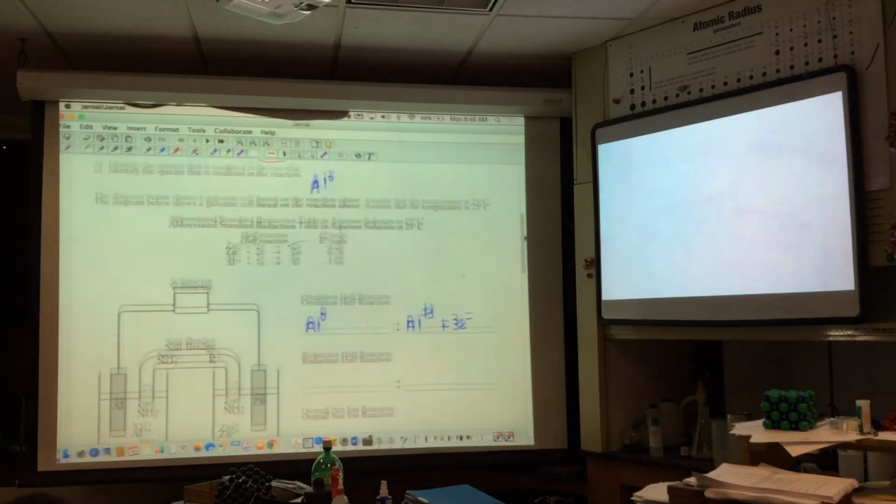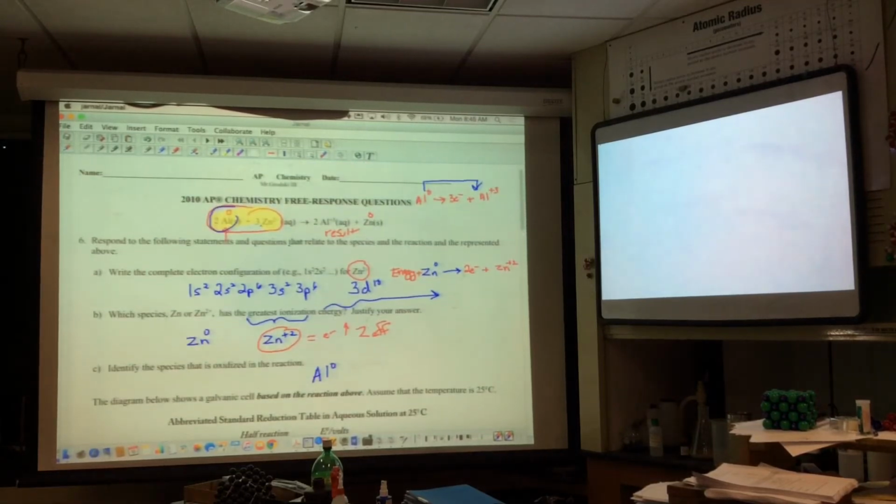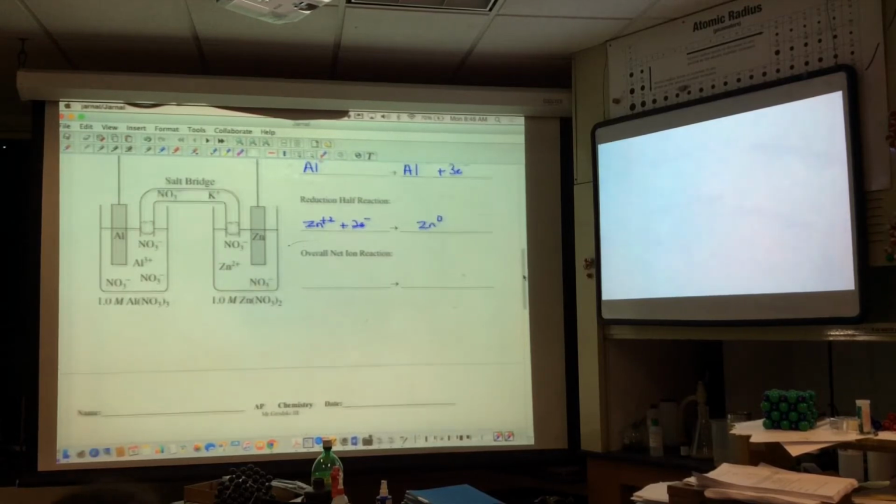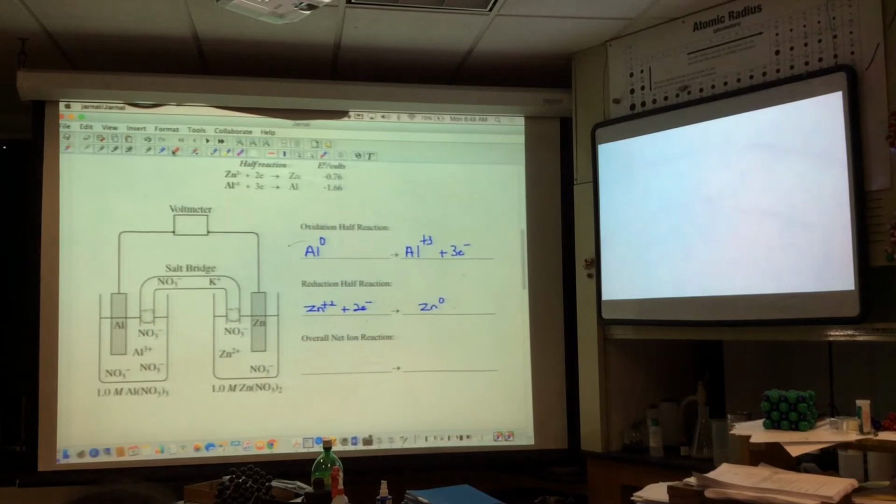That's the half reaction. What else happened? Well, zinc plus 2 gained 2 electrons. That's why electrons are on the reactant side, and became zinc 0. Now, of course, we're going to balance this here. Notice we're absorbing 2 electrons and producing 3. So we want to balance the electrons.